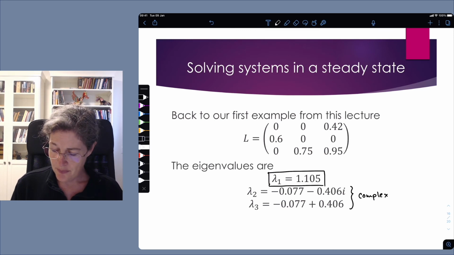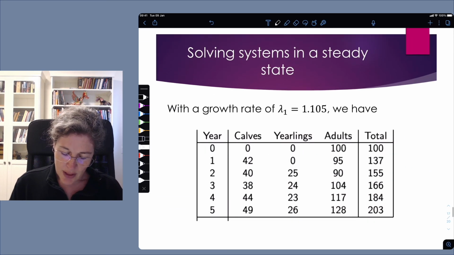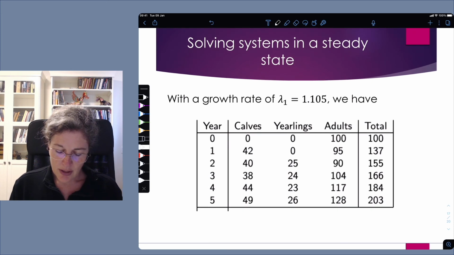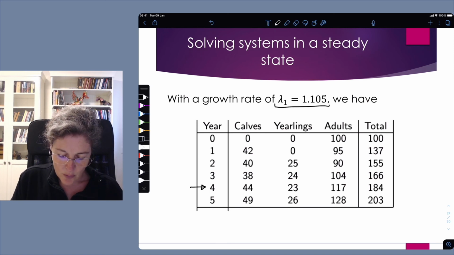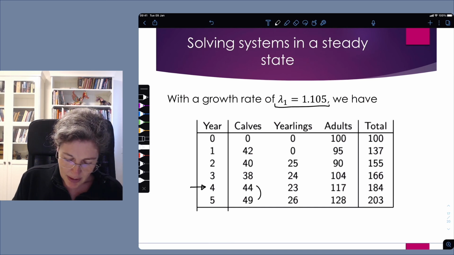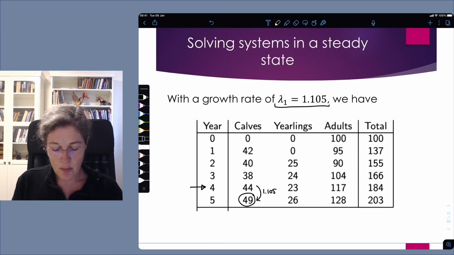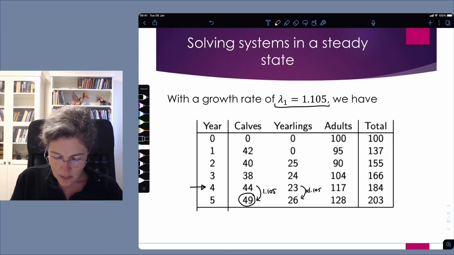What does it mean? Well, if we have a look at our growth rate, which we've just found, so that's our lambda, 1.105, what it tells us is that if we know how many cows we have, or what our population is at year 4, then simply by multiplying by 1.105, you will get the number of calves, yearlings, and adults the following year.